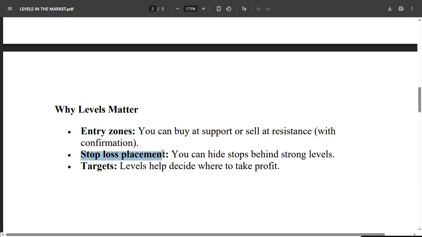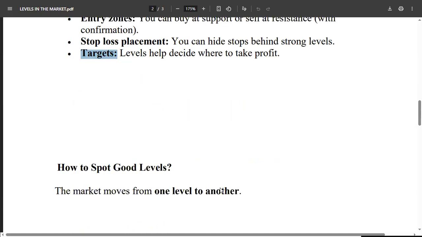Sometimes we also use it for stop loss placement, to calculate the risk that we are taking. And of course, the targets. Where will the price go next? For example, if you take the buy from the support, you need to look for a resistance level where the market may turn or may end that move from that support. So we use these levels also for the target. We're going to see that in the chart.